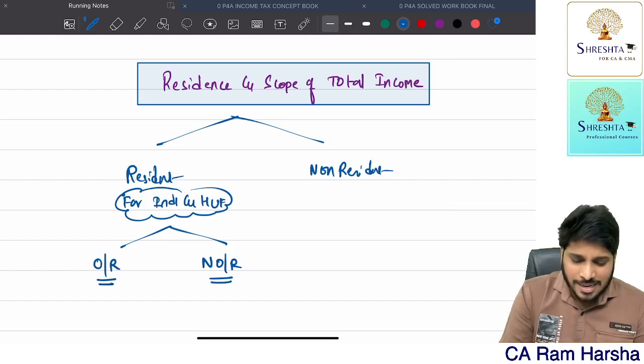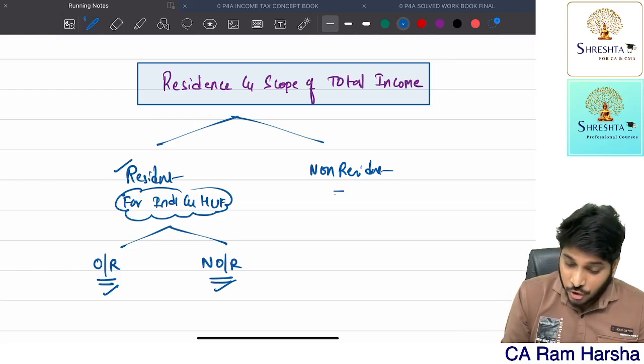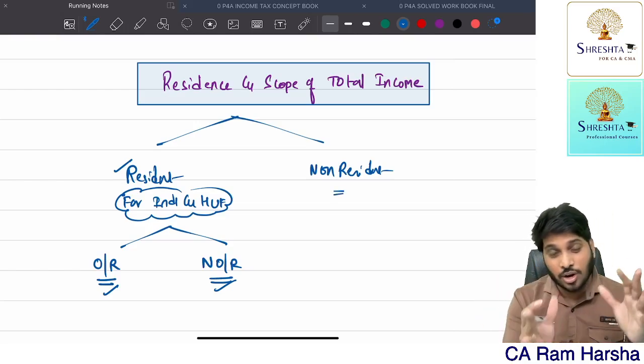Sir, what do you mean by resident? What do you mean by ordinarily resident, not ordinarily resident, non-resident? We will discuss this terminology later.